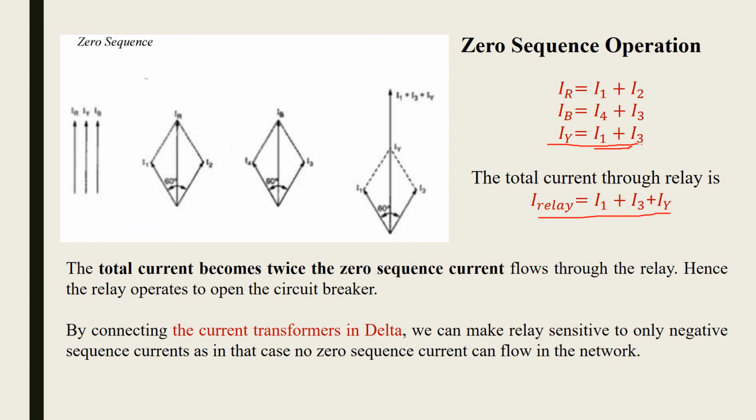We can also make the relay sensitive only to negative sequence current by connecting the CTs in delta. As we know that in delta no zero sequence current can flow, therefore we have restricted the relay to be sensitive only to negative sequence current.